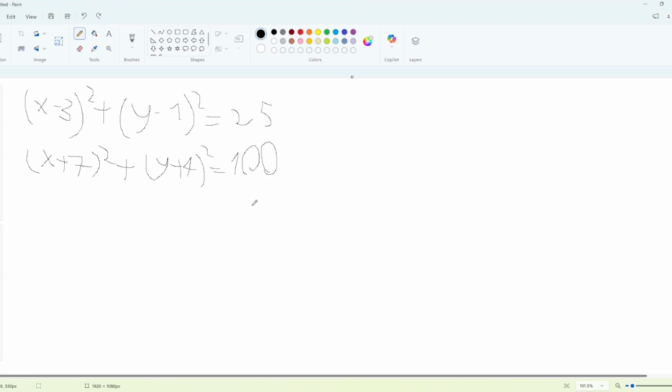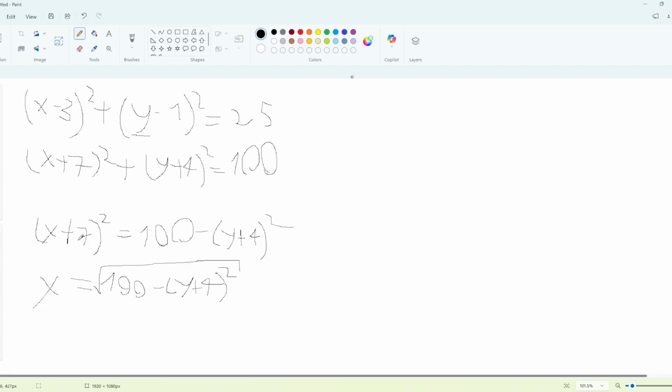Okay, now we're going to solve it. Isolating y or x and then substituting it in, that doesn't work, because let's try. Let's take this one for example. Let's isolate x. So we're going to move this to the side, so we're going to get x plus 7 squared equals 100 minus y plus 4 squared, and then if we take the square root of that, we're gonna get x equals the square root of 100 minus y plus 4 squared, and then minus 7. After taking the square root and subtracting 7, we're gonna get this for x.